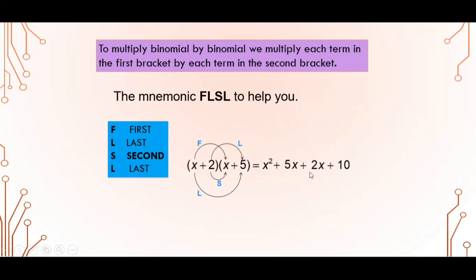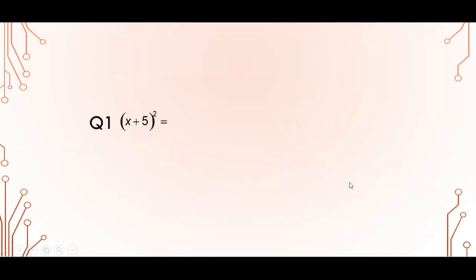Now we add the like terms, 5x plus 2x, we get 7x. So this is how the product of a binomial, we got x square plus 7x plus 10. Got it? Will you remember this mnemonic? FLSL, first, last, second, last. And what did we do here? We multiplied each term of the second binomial by each term of the first binomial. Got it? Okay. So let us take a few more questions, children.